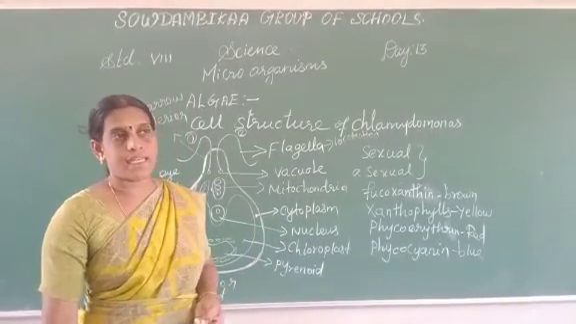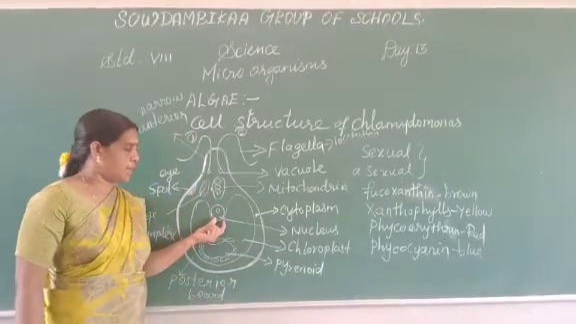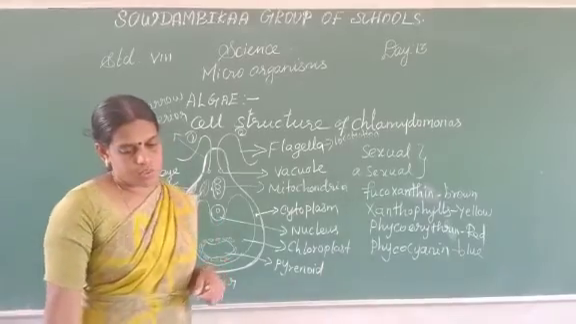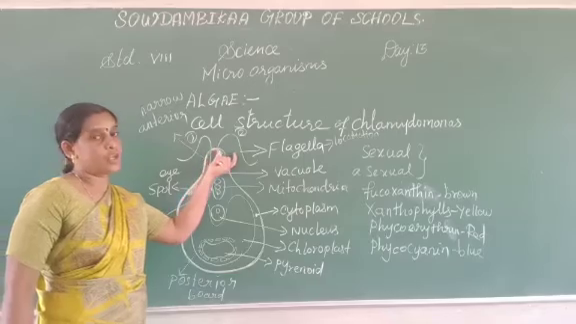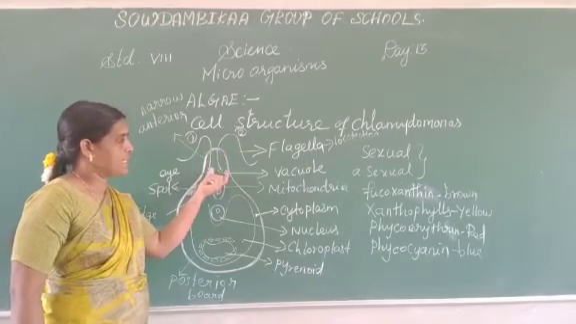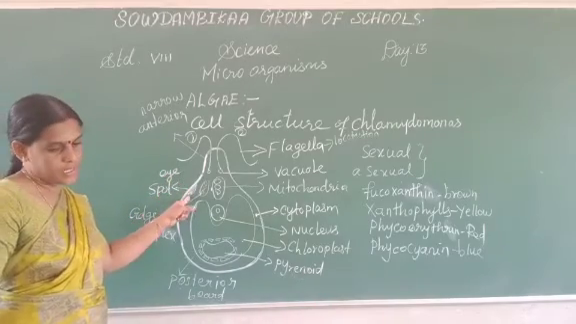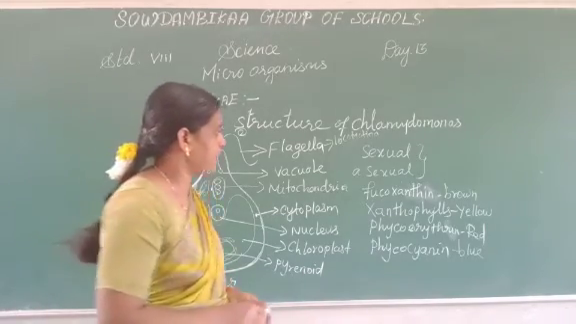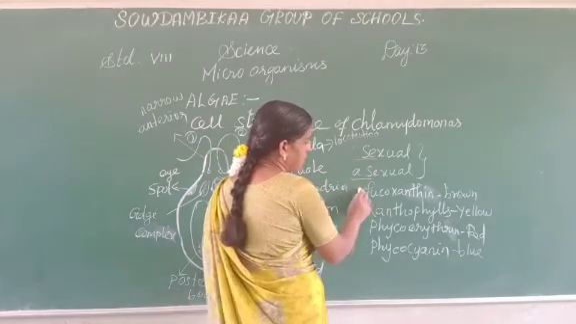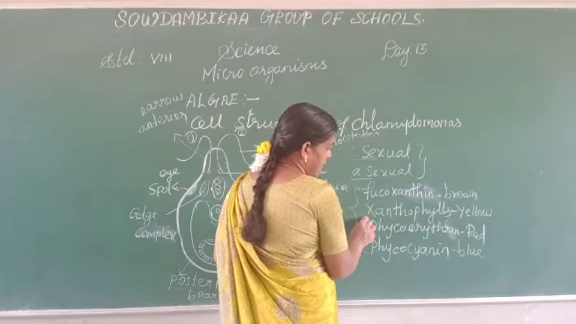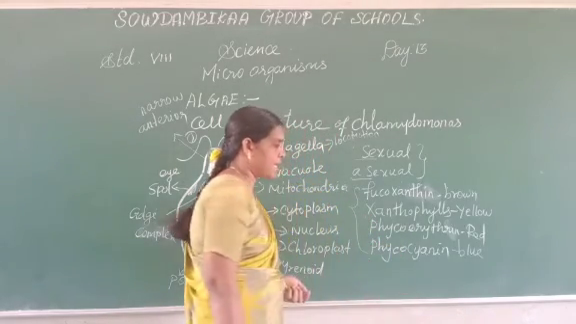Next one: the cell contains a large dark nucleus. It is lying inside the cup-shaped chloroplast. They have two flagella for locomotion. At the base of the flagella they have a vacuole. The anterior part has eye spots. Also we see some pigments, and they reproduce by sexual and asexual reproduction. Some pigments are fucoxanthin, xanthophylls, phycoerythrin and phycocyanin.